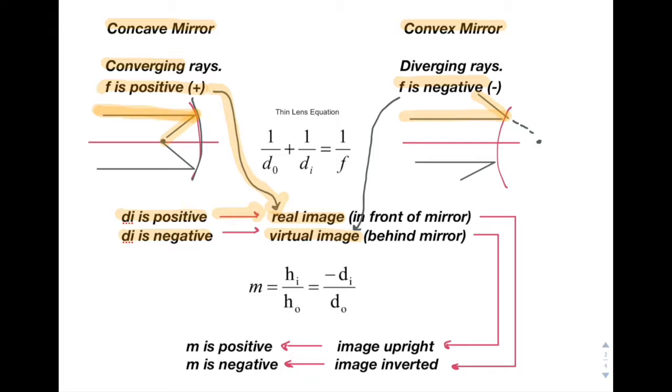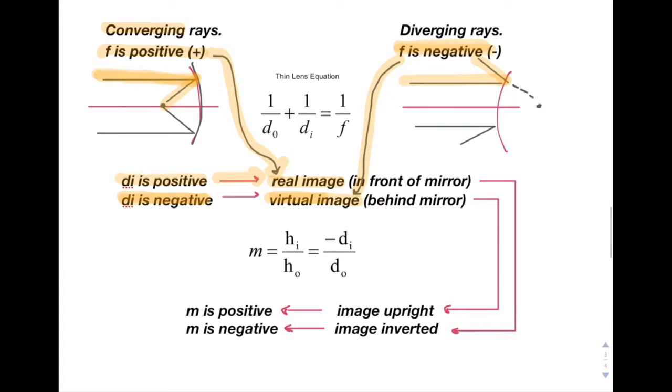And so let's go through the convex mirror now. As F is negative, that's going to produce a virtual image, and if it's a virtual image, then the distance of the image is negative. And we can once again follow the arrows through. If it's a virtual image, then the image is going to be upright. And if it's a real image, then the image is going to be inverted.